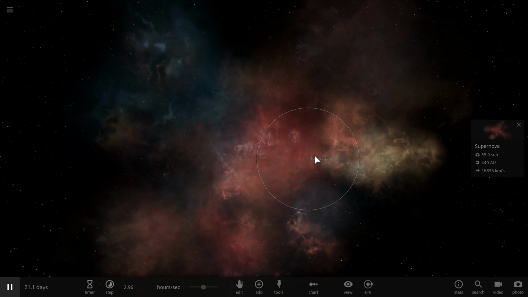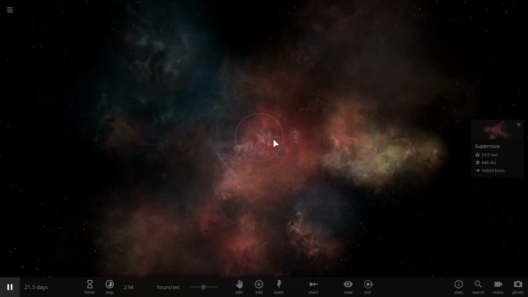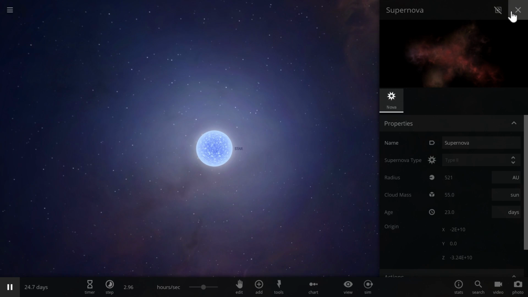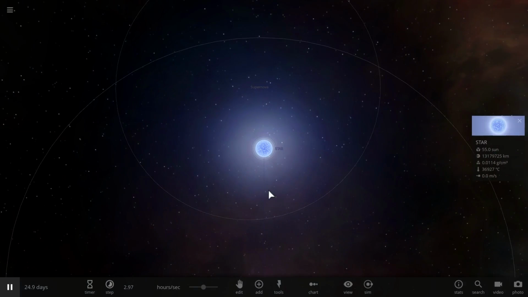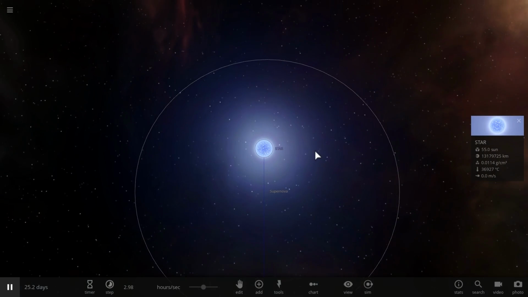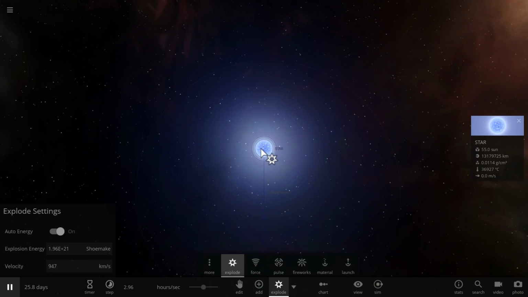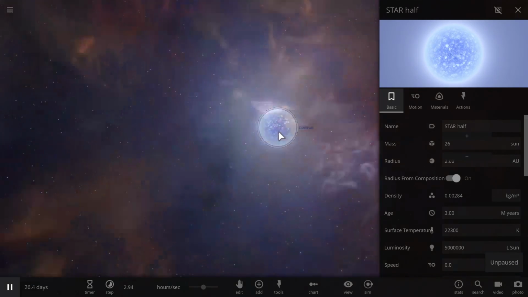It's called pulsational pair-instability supernova. So what this implies is that somewhere right there in the middle, this star of about 50 masses, when it exploded, it basically didn't explode completely, but it only exploded half of it, and the other half remained behind. So in other words, when you explode this star, there is at least another half of the star left.